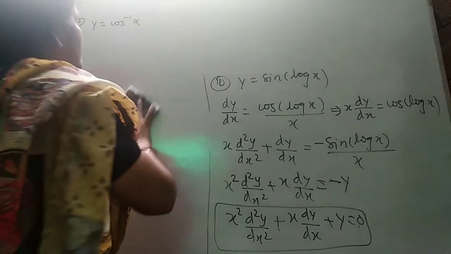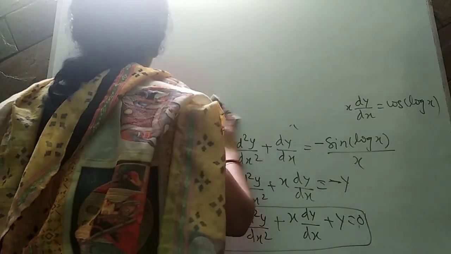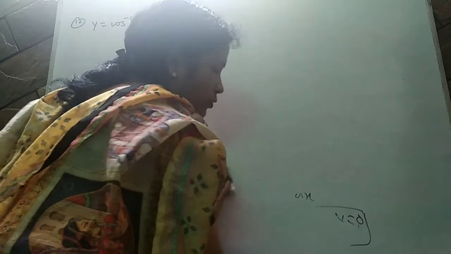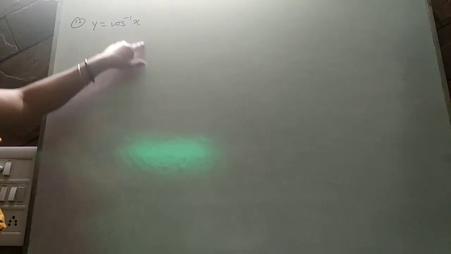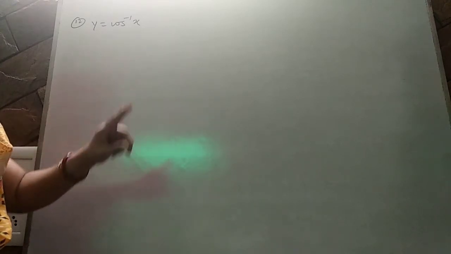Yes, ma'am. Now let me take another question, beta. Question number 12. This is also one of the repeated questions. x square in terms of y alone means your second derivative should have an answer only in terms of y. Now listen. Suppose if you differentiate here, cos inverse gives minus 1 upon under root of 1 minus x square, which means x will definitely appear in the answer.